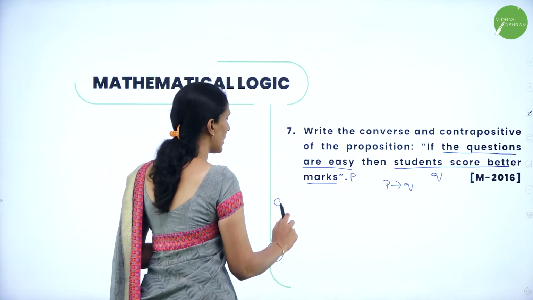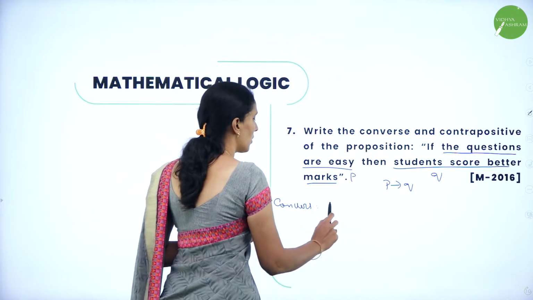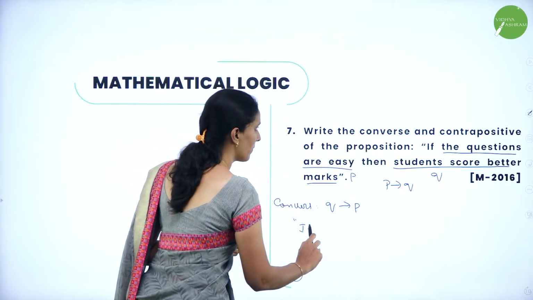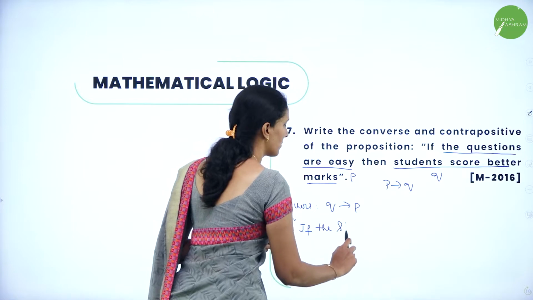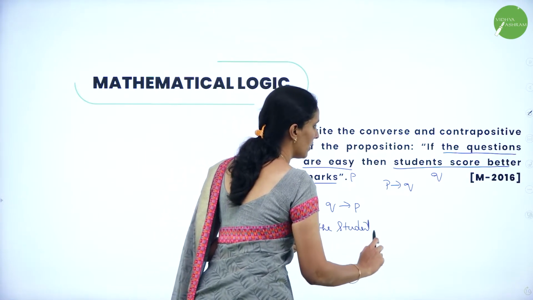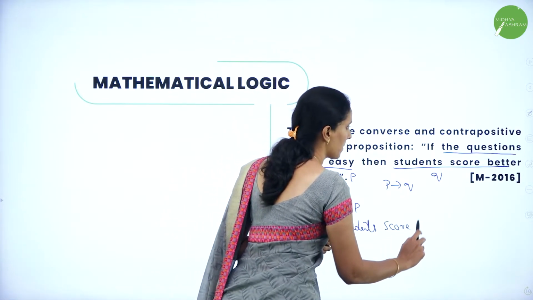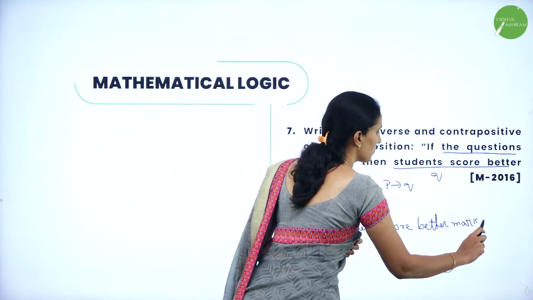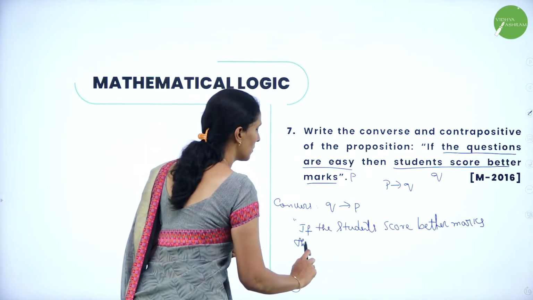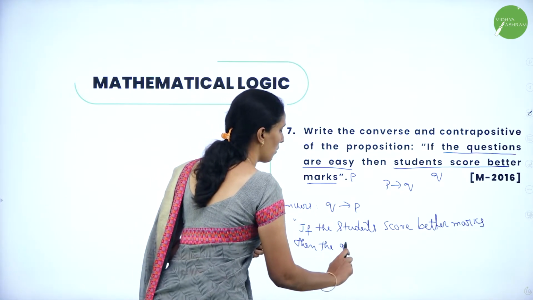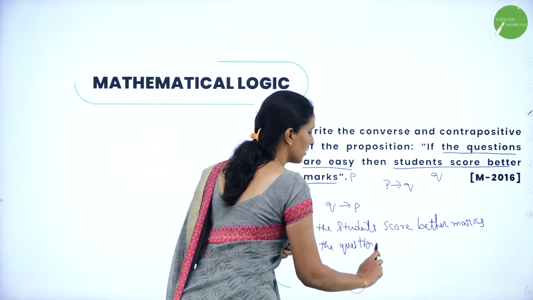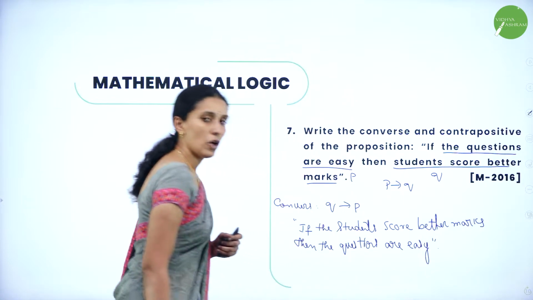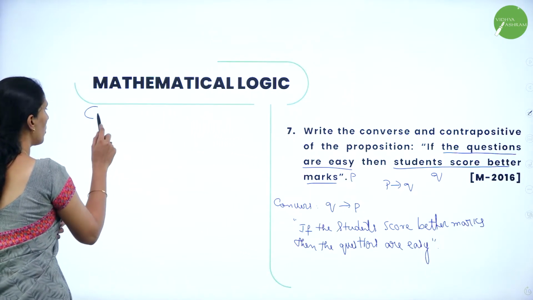Now converse is nothing but Q implies P. So therefore the statement becomes, if the students score better marks, then the questions are easy. So this is the converse of the given proposition. Next we will take the contrapositive.